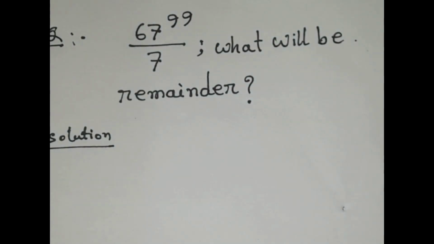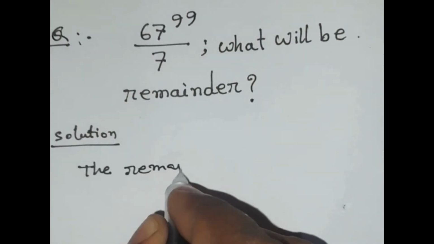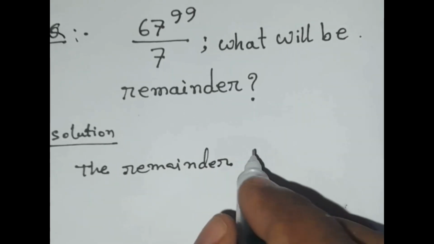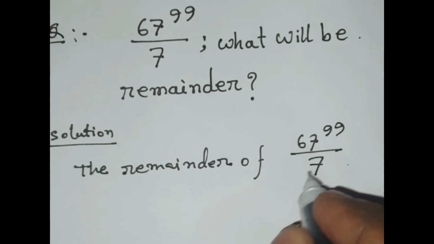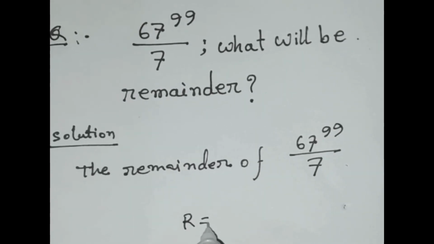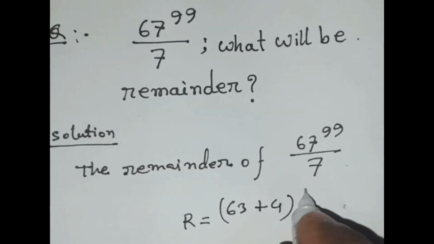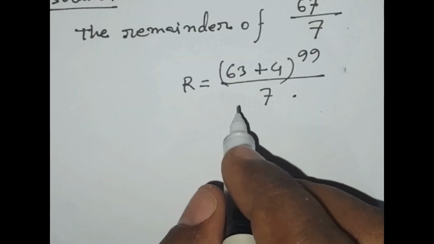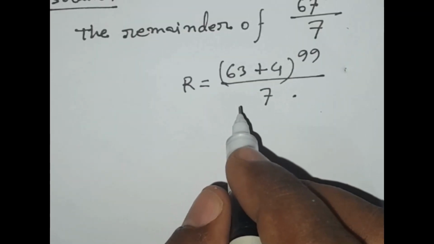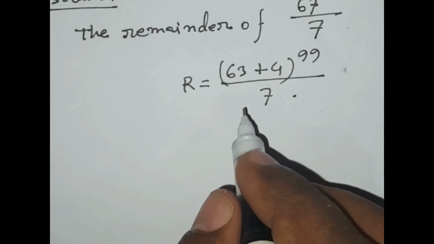What will be the remainder of 67 to the power 99 divided by 7? Now you can write 67 as 63 plus 4, to the power 99. 63 is divisible by 7 for any power, so our remainder will depend on the power of 4.